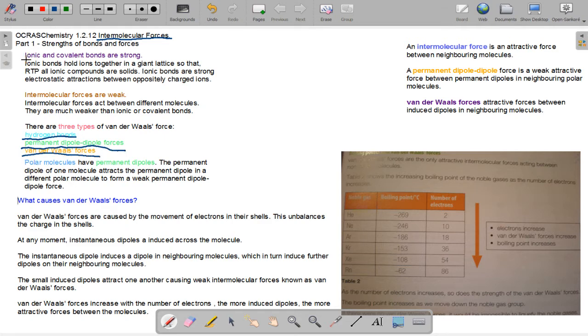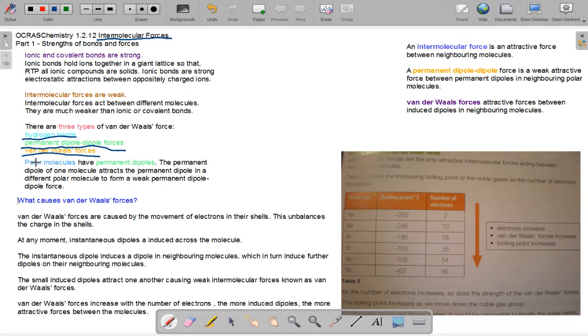Ionic and covalent bonds are strong because the ionic bonds hold ions together in a giant lattice, so that at room temperature all ionic compounds are solids. Ionic bonds are strong electrostatic attractions between oppositely charged ions. Intermolecular forces are weak because they act between different molecules, and they are much weaker than ionic or covalent bonds.